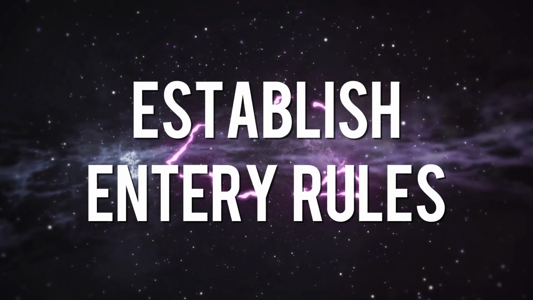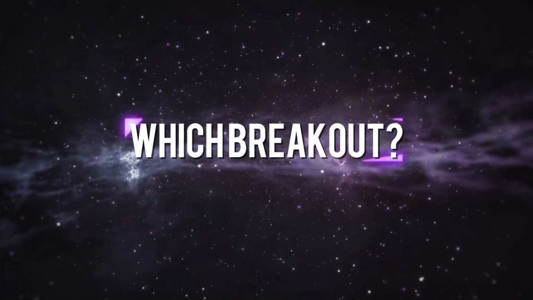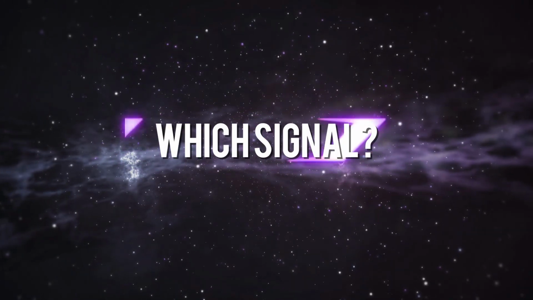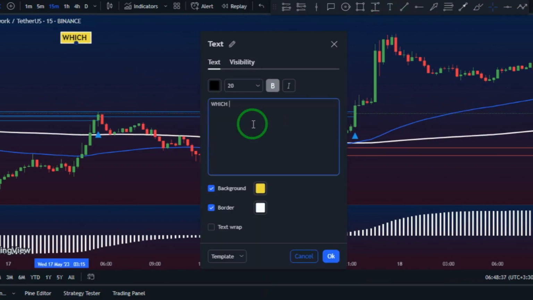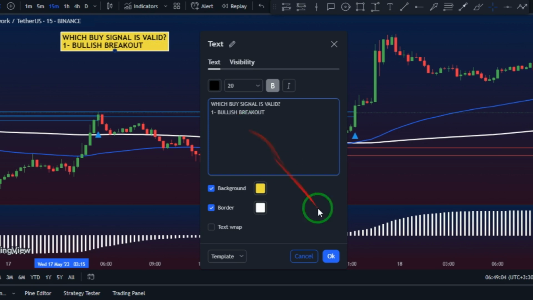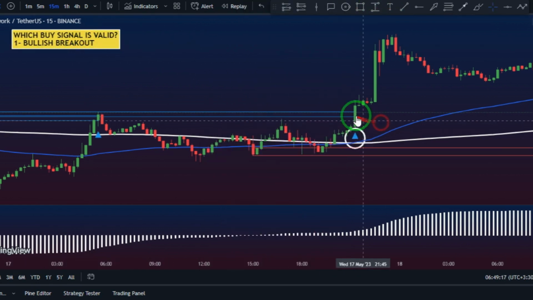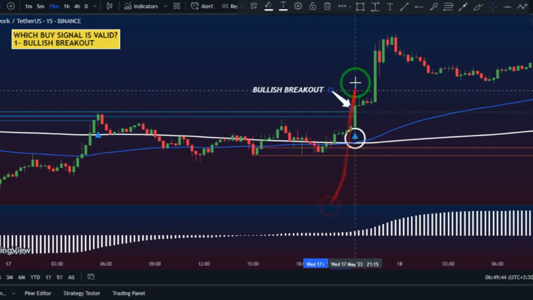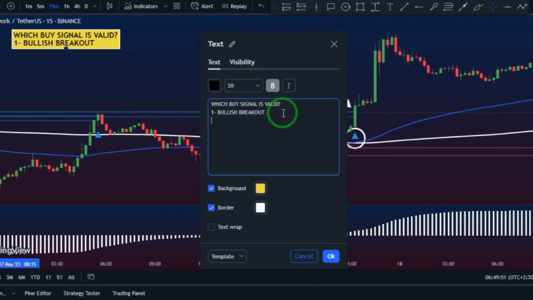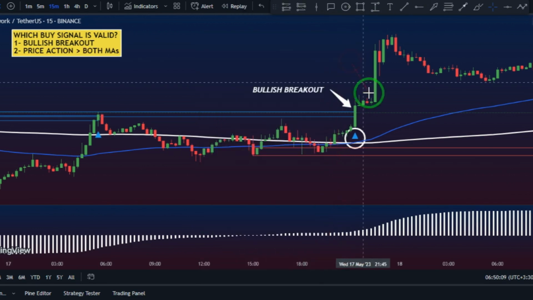So now we gotta establish the 3 rules so we know which breakouts and signals are valid for trading. To enter a long trade, we gotta wait for a bullish breakout to happen. Once that does, we should confirm the market's upward momentum. To do that, we gotta make sure the price is above the 200 period SMA and the 50 period RMA.